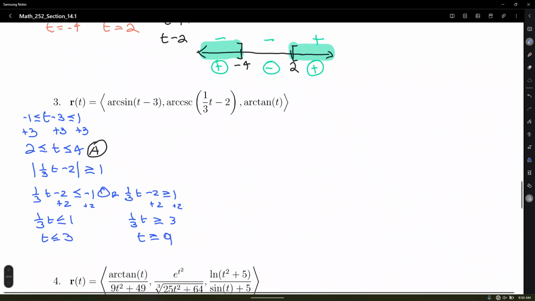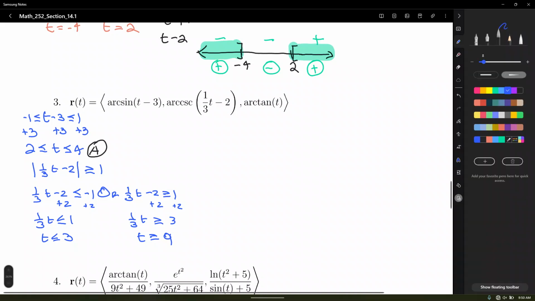All right? I'm not going to draw these sets separately. I'm just going to put them together. Now, let's call that set B. What about the third component, the arctangent function? What's the domain of the arctangent function? I think that is the range.